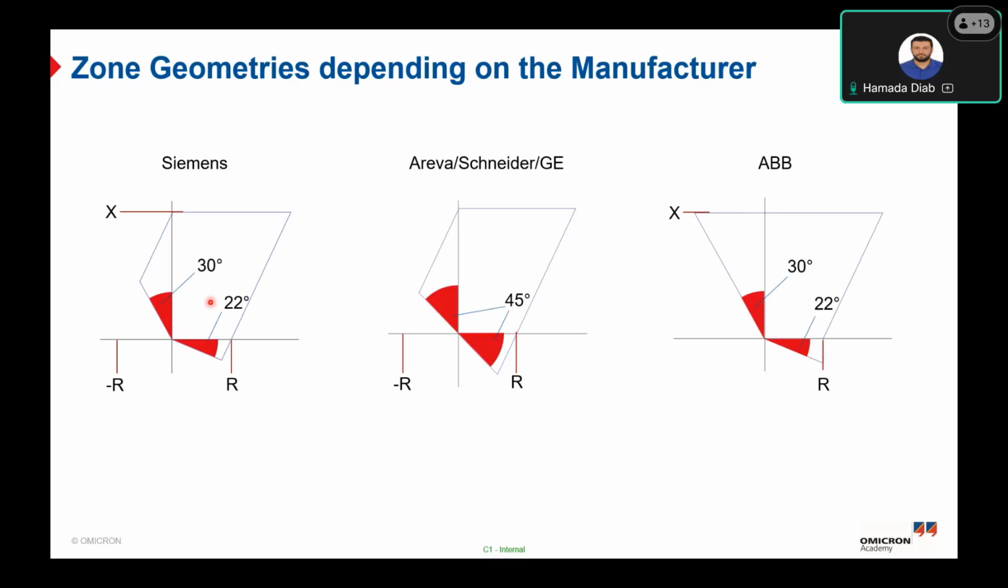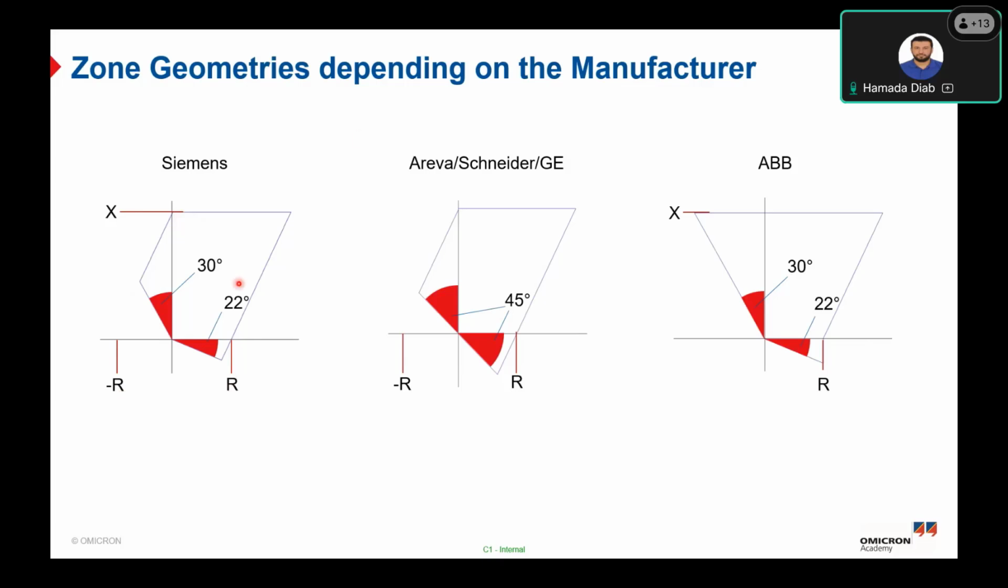Okay, so the zone geometry depends on the manufacturers. For example, for the Siemens relay, the directional lines can be represented in these 2 lines. This line, which is located in the 4th quadrant, has an angle of -22, which means 338 degrees. And the other line here in the 2nd quadrant, as you can see here, is 30 degrees plus 90, so it will be 120 degrees. Here is the Siemens relay, and as you can see, here is the X reach, here is the R reach. If you extend this line, it will intersect with the -R axis at a -R value.